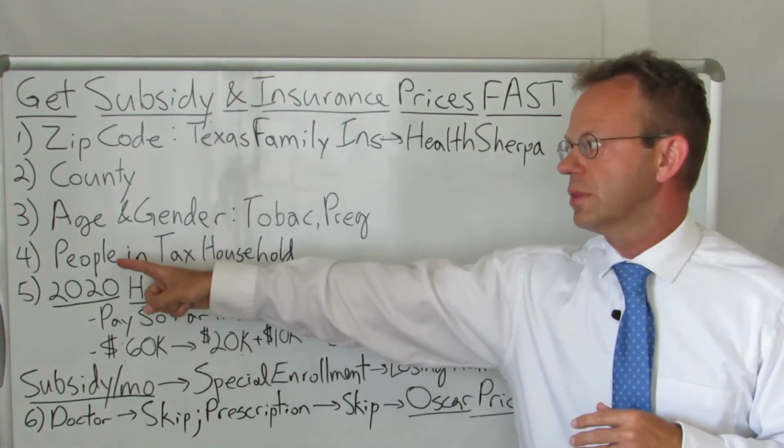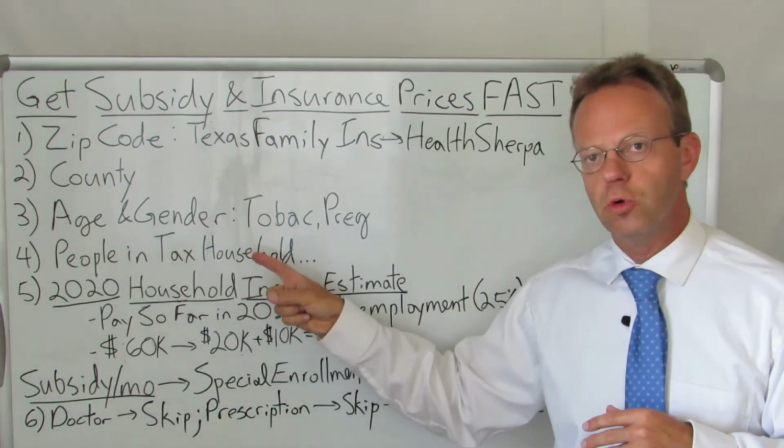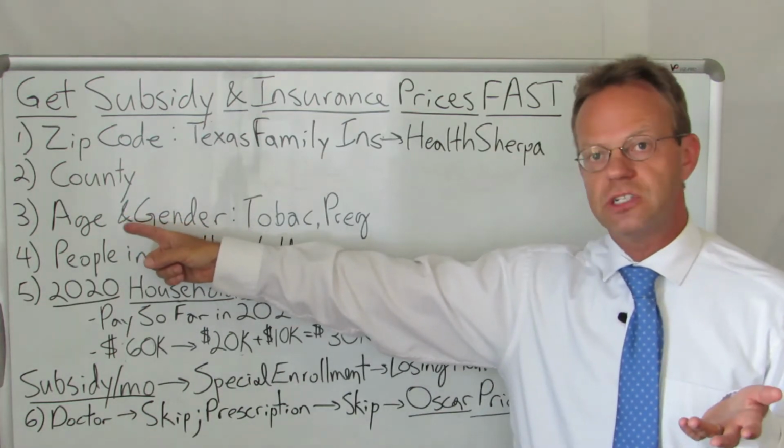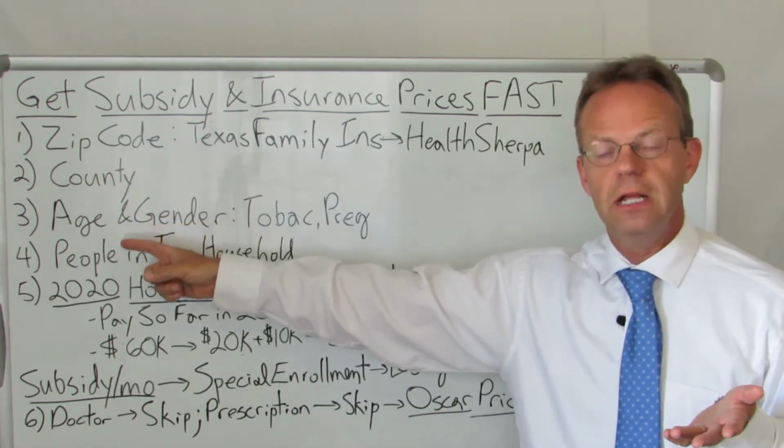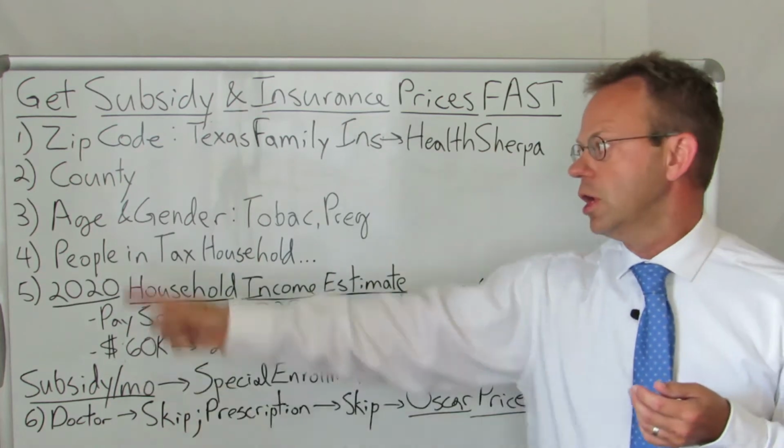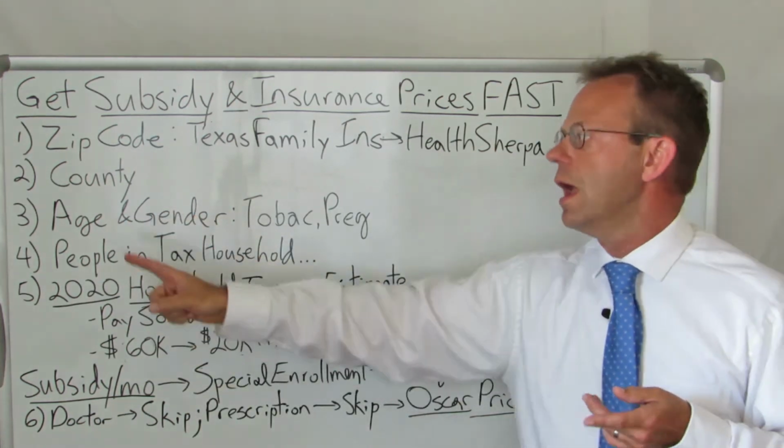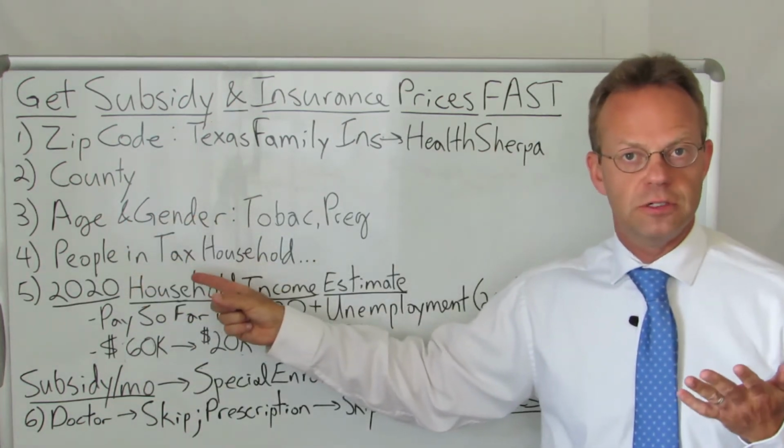Okay, next you're going to put in the number of people in your tax household, which is going to be probably the same number of people that you put in that you want to sign up for insurance, right? So let's say you're a single mom with one child, you put in 2 people here that you want insurance for, and it's going to automatically fill in 2 people for your tax household.